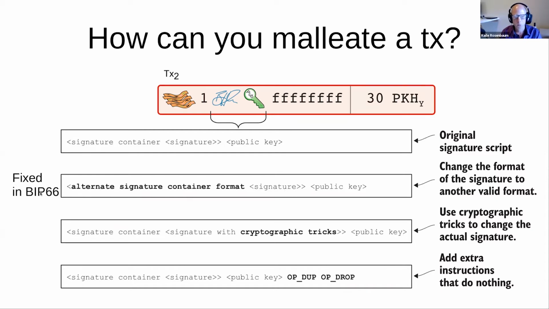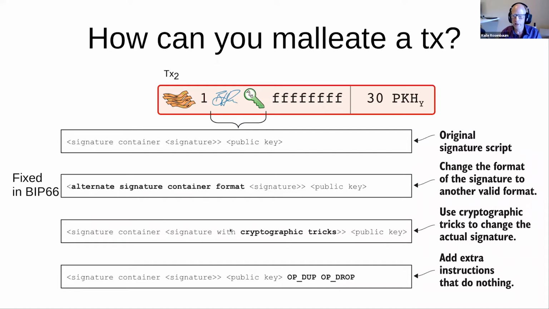So BIP 66 was one of those that got implemented and adopted, and it required a specific canonical container. It's called strict DER formatting, and it would require one specific way of encoding the signature in the signature scripts. So that's fixed. And the other two here are not fixed before SegWit.